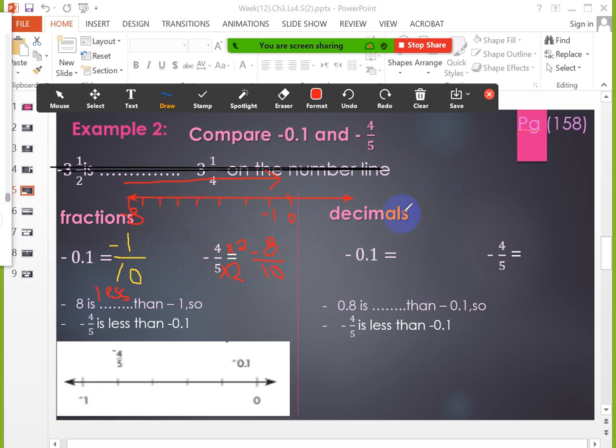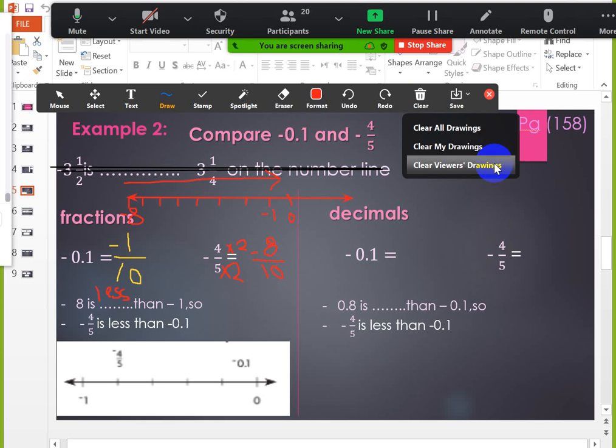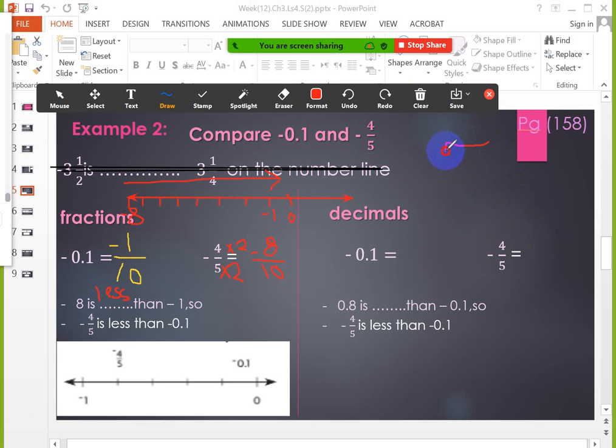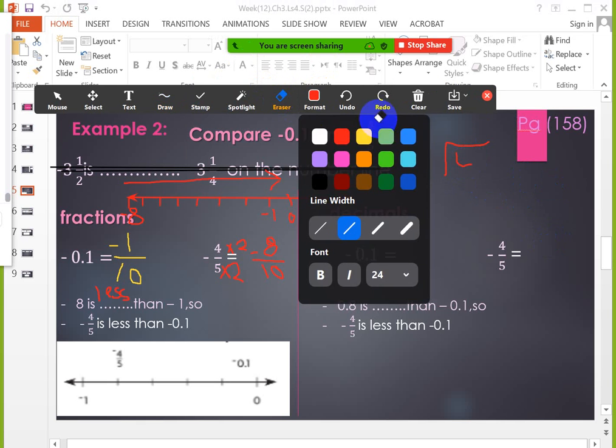Now, if I want to compare between those numbers by using decimals, I have to write both numbers as decimal numbers. The first one is -0.1, the same, so I will keep it the same. What about the second one? The second one is -4/5. I want to write it as a decimal. You can use the strategy that we learned and write it as an example, or divide. Sorry about that. Okay, I will write it again.